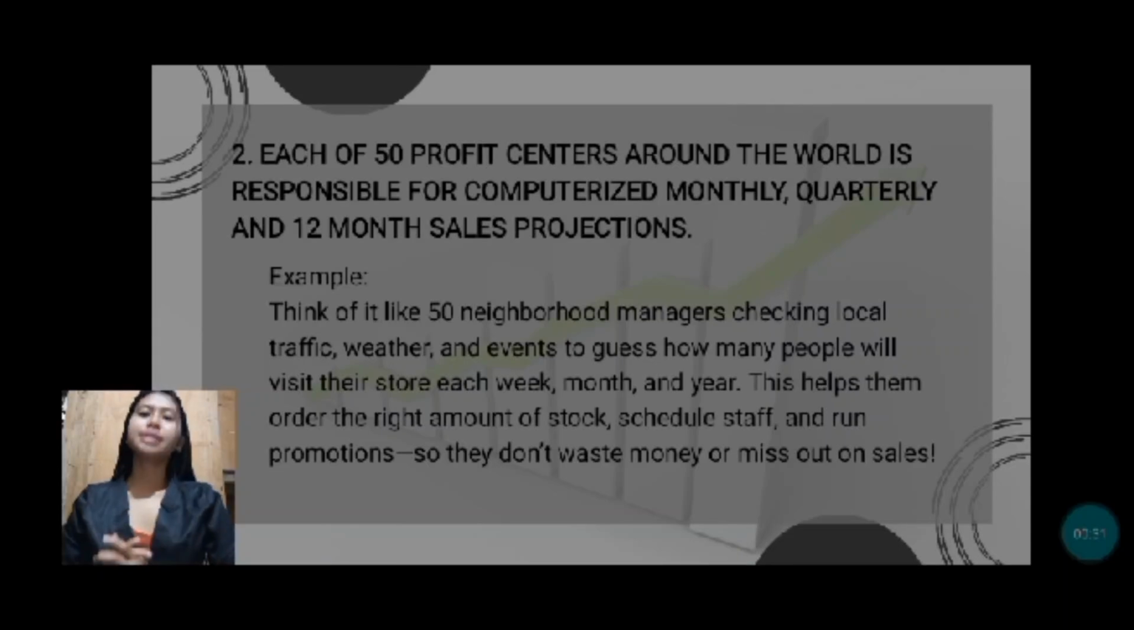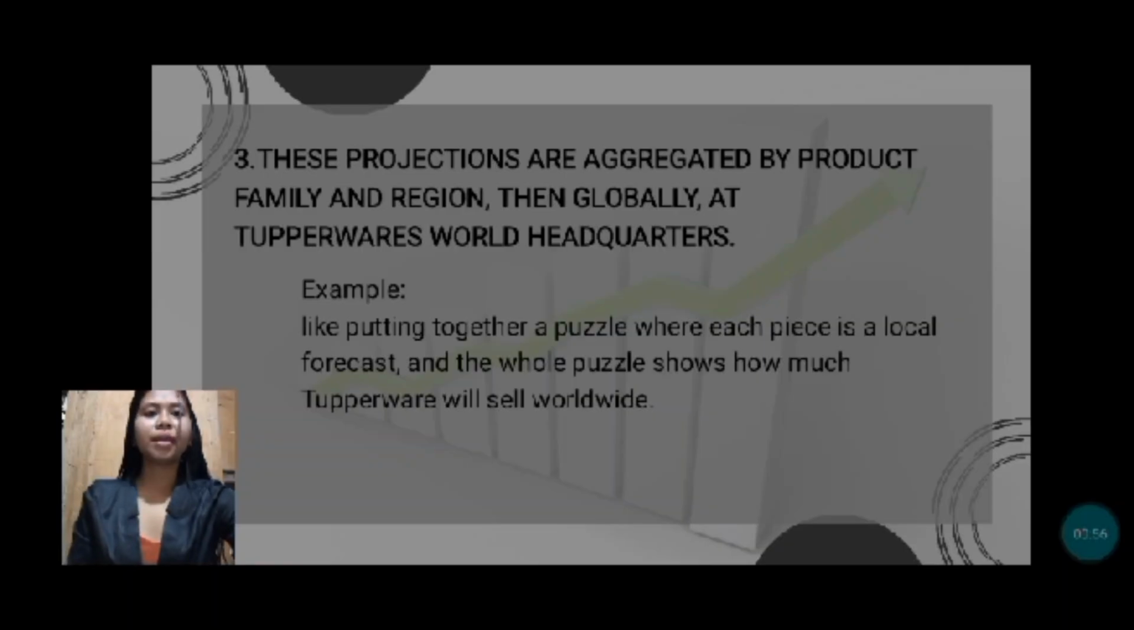For example, think of it like 50 neighborhood managers checking local traffic, weather, and events to guess how many people will visit their store each week, month, and year. This helps them order the right amount of stock, schedule staff, and run promotions so they don't waste money or miss out on sales.